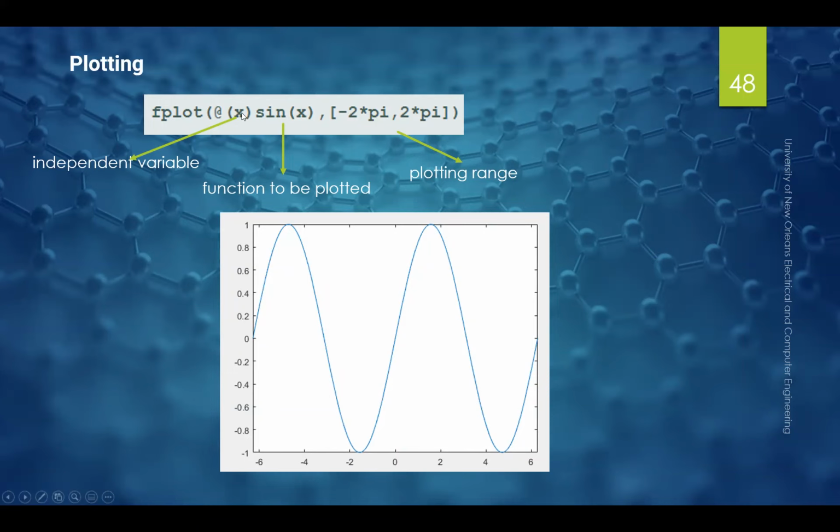And again, in this case, x is the independent variable. Sine of x is the function you want to plot, and this in brackets is the plotting range. So it's a very quick way of setting up a function, if you will. And again, notice that we didn't really worry about defining specific values for the variables here. The function itself decided how to plot it.